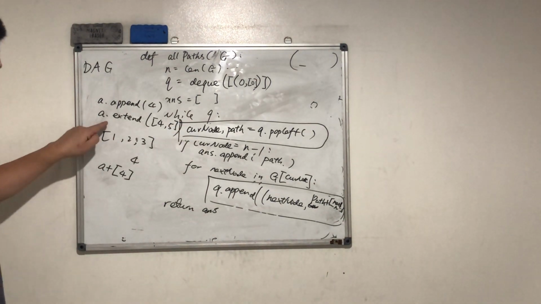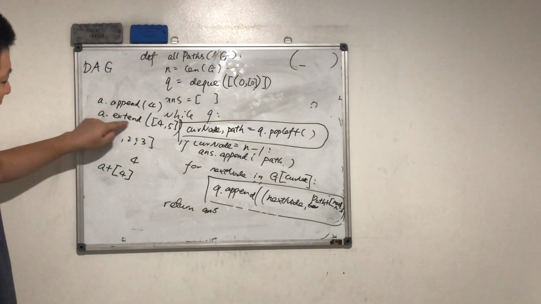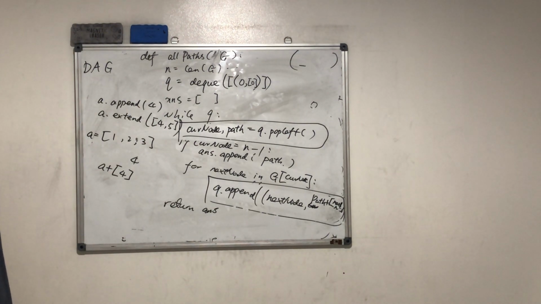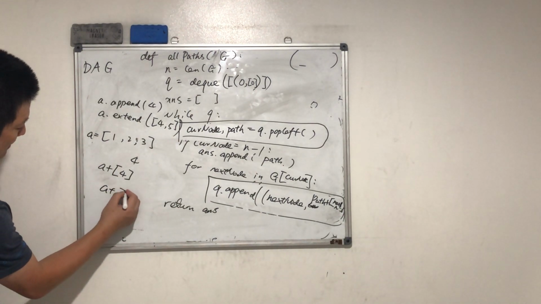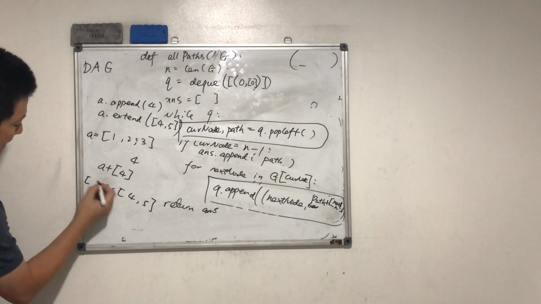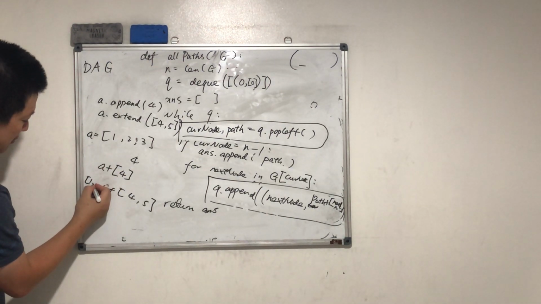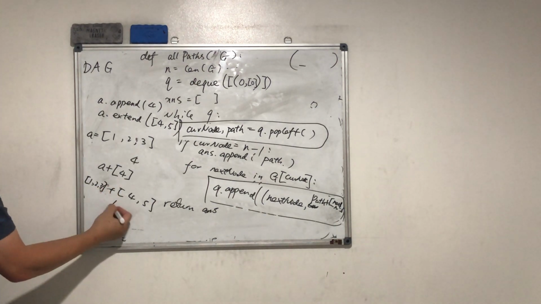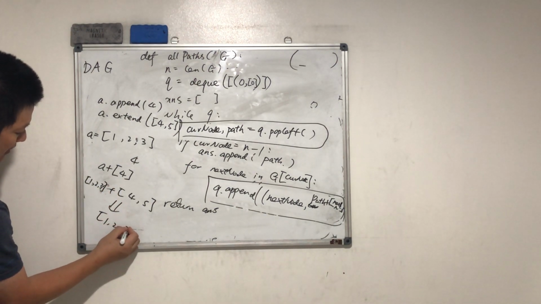Then it will become... Okay, can you tell me what's next? A dot extend 4, 5. What does A become? 1, 2, 3, 4, 5. Well done. Okay, or you can use A plus 4, 5. Okay, yeah. You can concatenate two lists, 1, 2, 3 and 4, 5, and then that will become 1, 2, 3, 4, 5. Got it?